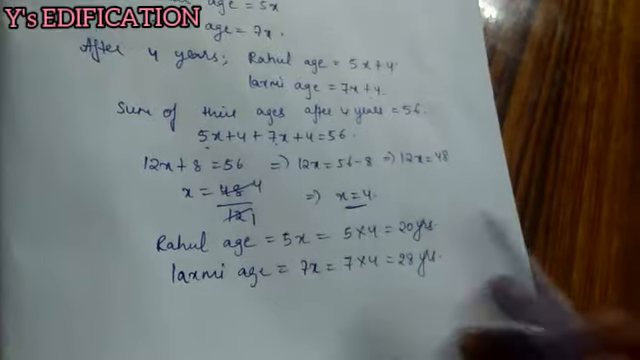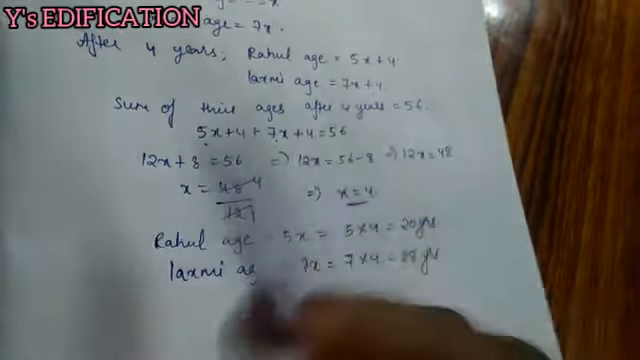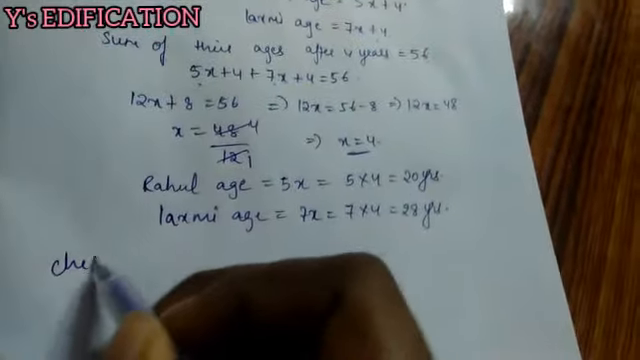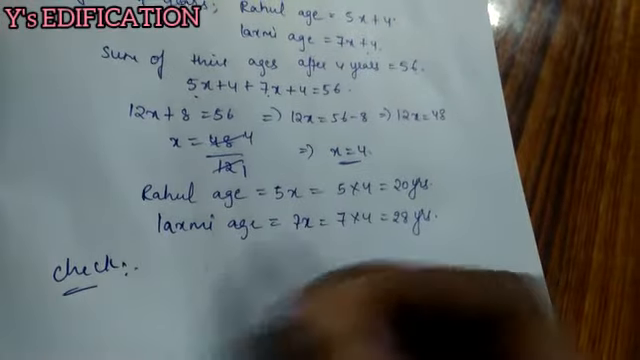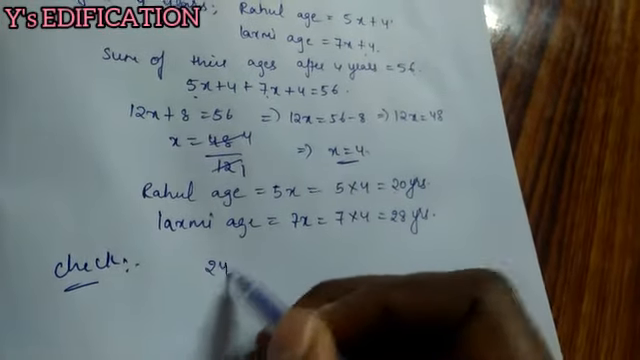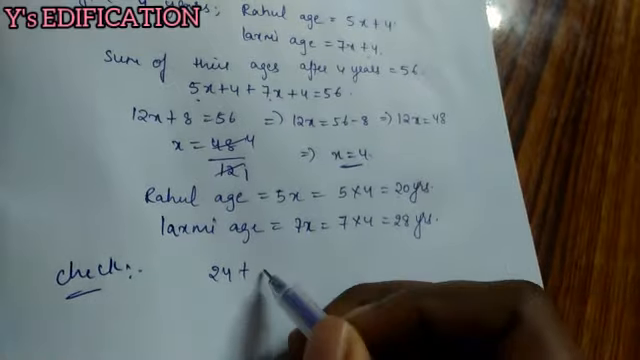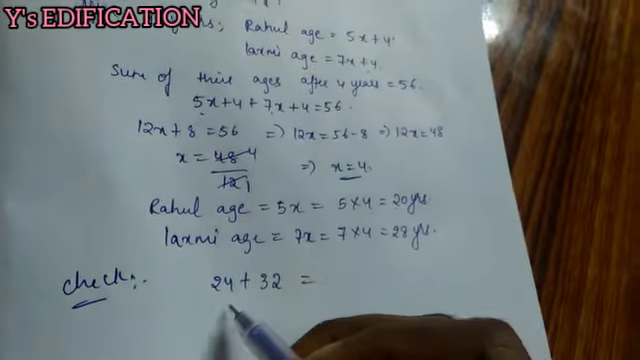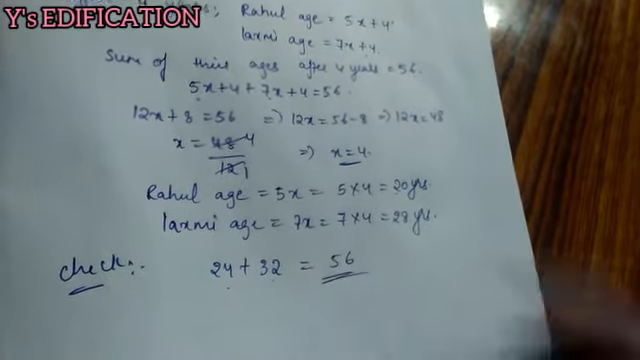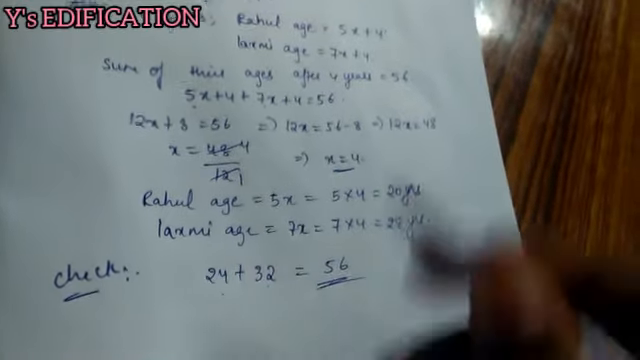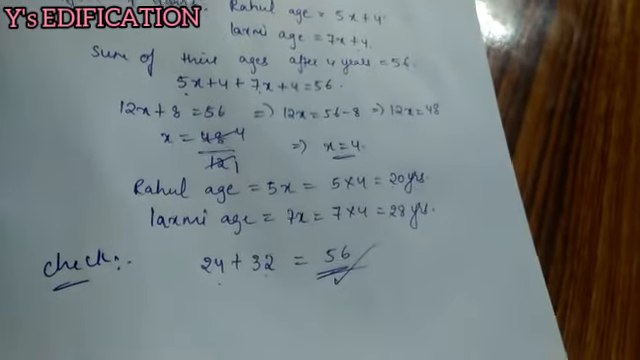Okay. After 4 years, if we add the ages, their ages will be 56. After 4 years means 20 plus 4 is 24, plus 28 plus 4 is 32. When we add this, we will get 56. Is it correct? If this is correct, the above answers are correct.